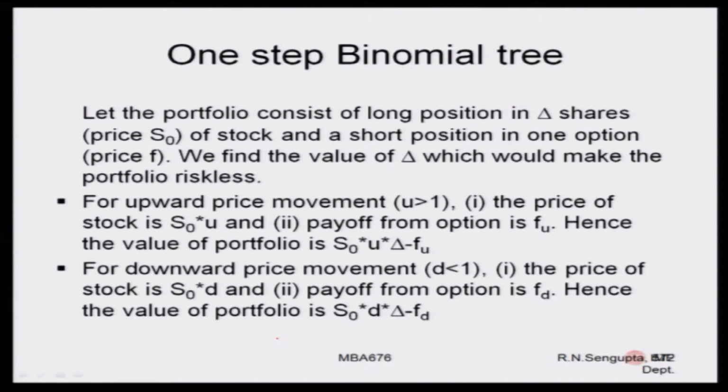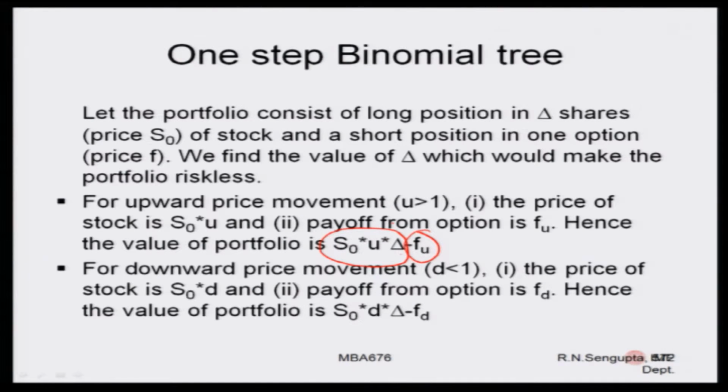For upward price movement, where U is greater than 1, the price of the stock has increased, so it will be S0 into U where U is greater than 1. Payoff from this option is FU, hence the value of the actual portfolio would be S0 U delta minus FU, where S0 is the price initially, U is the percentage of increase of the spot, and delta is the number of shares. So, this is the overall increase in the share price, and this is the payoff from the option. That means the option has been exercised.